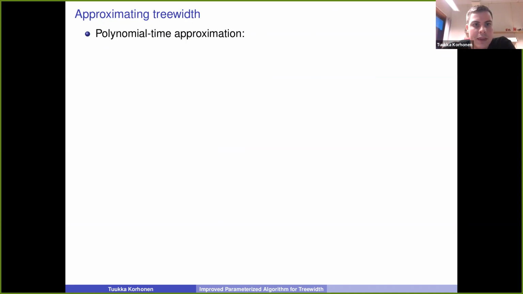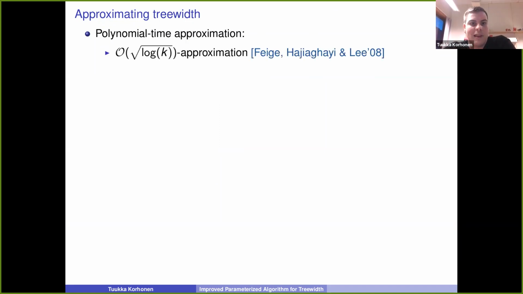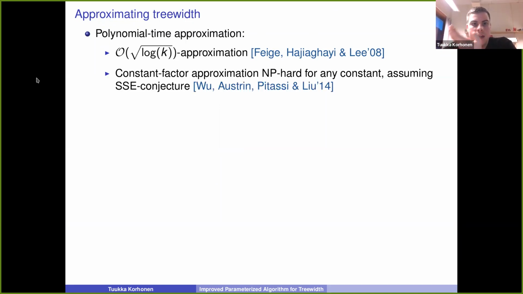There is a polynomial time square root of log k approximation by Feige, Hajiaghayi and Lee, 2008. And then there is this SSE conjecture, which I heard is a quite controversial conjecture. Assuming this conjecture, it would be hard to approximate treewidth, but it's not clear if this conjecture makes sense or not. So this is the status of purely polynomial time approximation of treewidth.